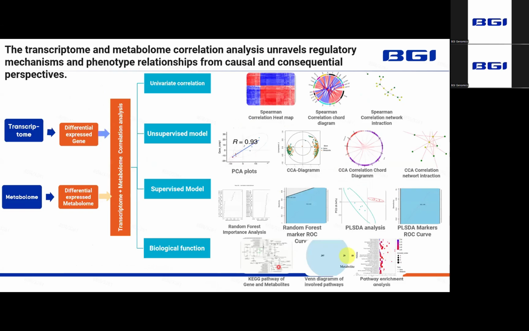There is a common workflow of metabolomics and transcriptome correlation analysis. Firstly, we will run these two omics separately and then do standard analysis. For transcriptome, we will get the information of differentially expressed genes, and for metabolomics, we will get the information of different metabolites, and then we will do the correlation analysis using models like univariate correlation or unsupervised model or supervised model, and further biological function correlation.